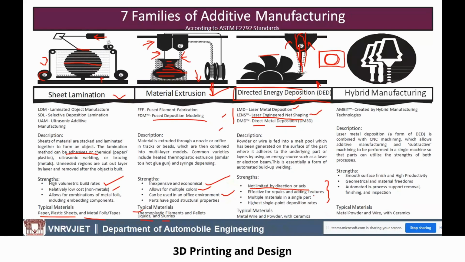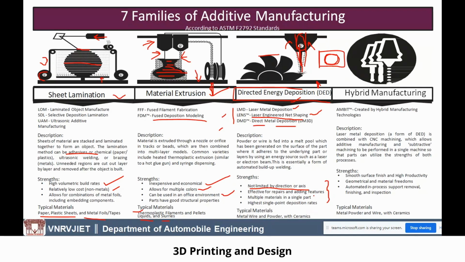Mostly this process is used for repairing costly components, where wear and tear is taking place and you want to regain the initial dimensions, so this process we mostly use. And multiple colors in a single component, highest single point deposition rate, that means the productivity is more. And here the materials which we use are metal wires, powder, or ceramics also we can use. So that is about the direct energy deposition method.